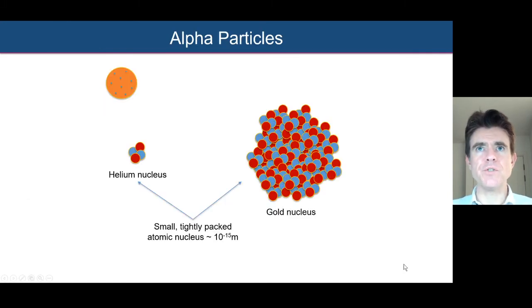So this is the situation we've just looked at. There's the helium nucleus, showing it with 2 protons, 2 neutrons, and there's the gold nucleus, just to give you a visualization that the nucleus, therefore, is this tightly packed, densely concentrated positive charge.